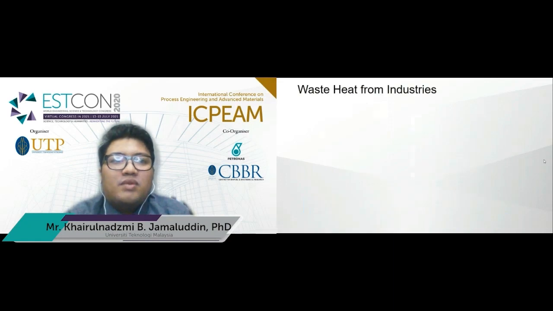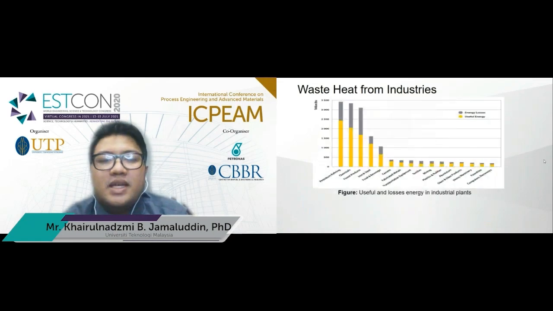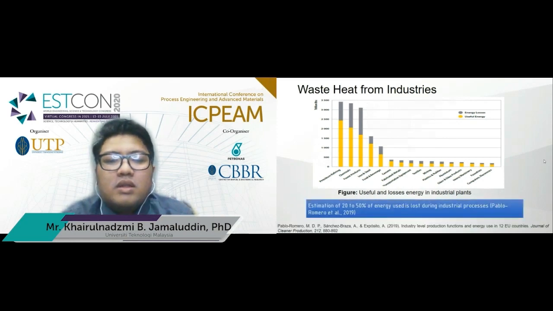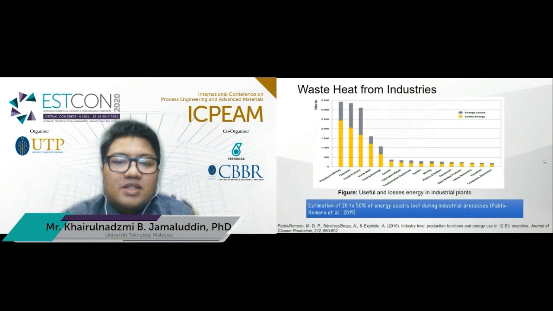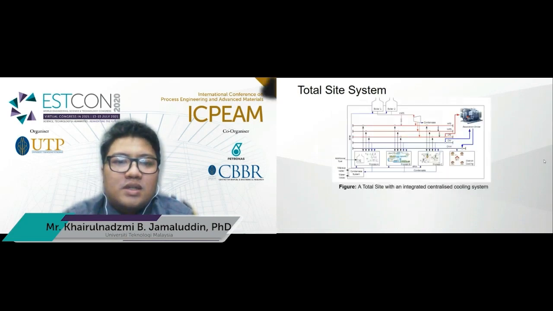So the second pain that we're facing is the waste heat from the industry. So the figure shows useful and losses energy in industrial plant. So as stated by Pablo Romero et al. in 2019, estimation of 20 to 50% of energy use is actually lost during industrial processes. So one of the problems that we can overcome, that is the reuse of total site system. So figure shows a total site system with integration of centralized cooling system.